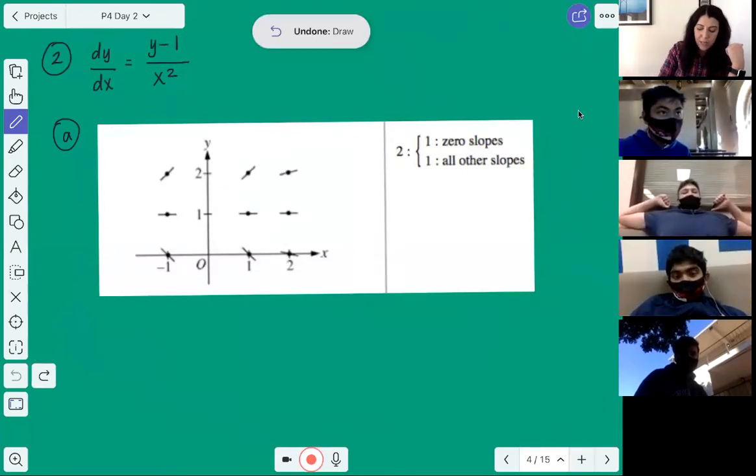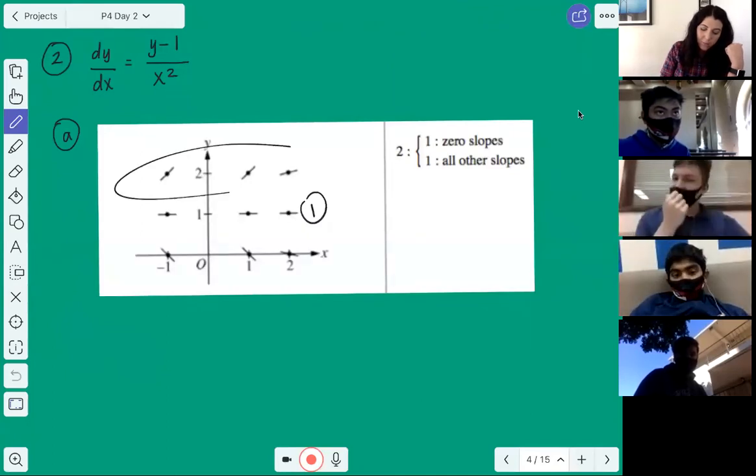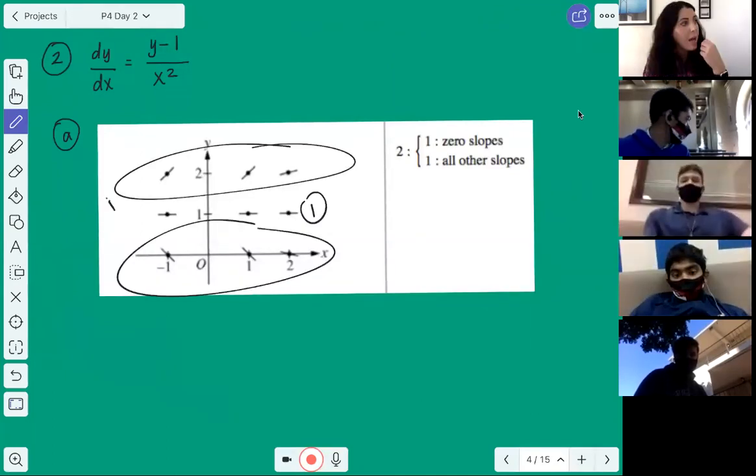First point comes from these middle slopes. All of those have to be correct. Second point comes from all other slopes, have to be correct.